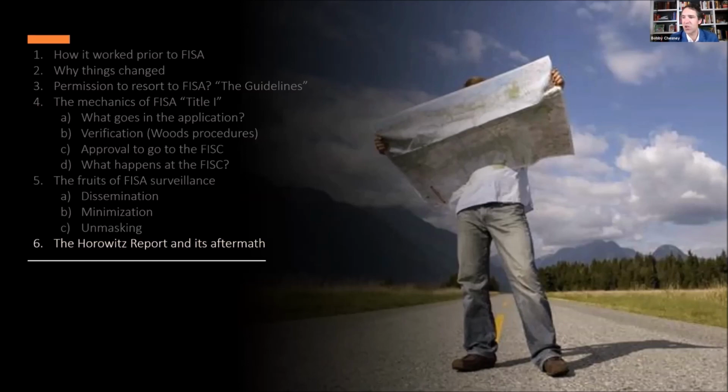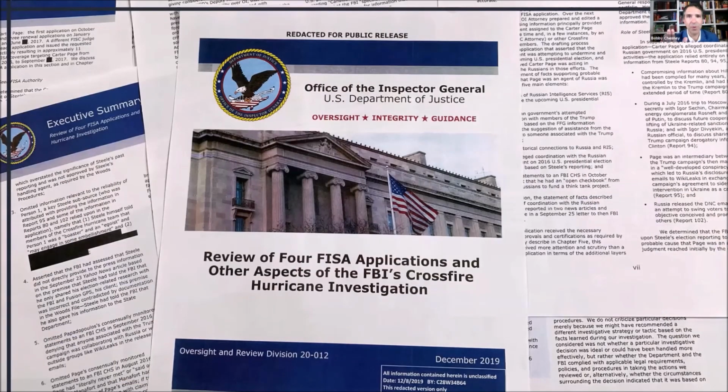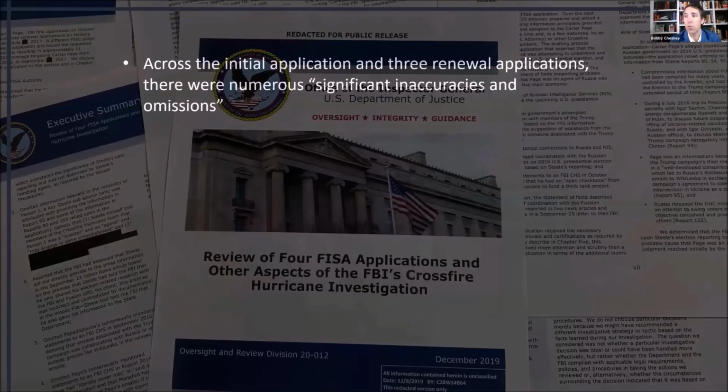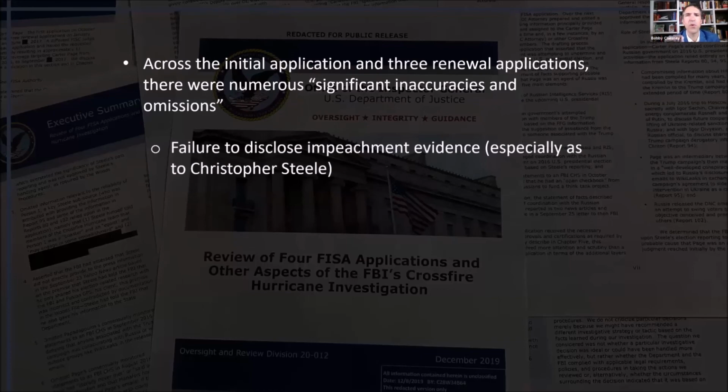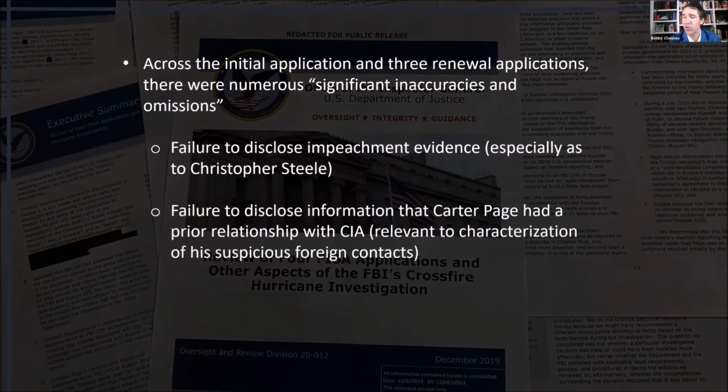Until the Carter Page investigation became headline news, and then the Inspector General of the Justice Department, Michael Horowitz, came out with a report into the original and renewal applications to the FISC to surveil Mr. Page, and found a host of problems with the application, what he characterized as significant inaccuracies and omissions. And the most significant of these were failures to disclose impeachment evidence, especially involving Christopher Steele, but also failure to disclose the FBI's reason to have known, as some of the agents did know, Carter Page had some kind of prior relationship with the CIA that could at least be arguably viewed as relevant to characterizing some of the otherwise very suspicious looking foreign contacts Page had.